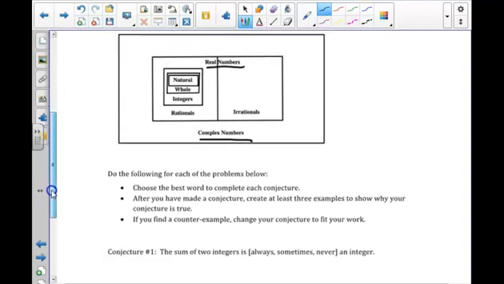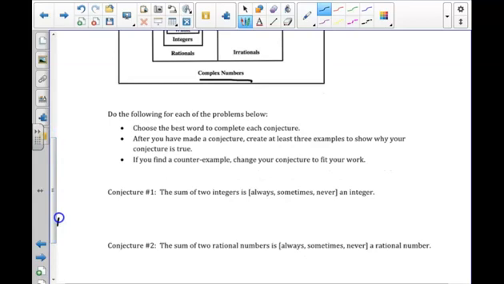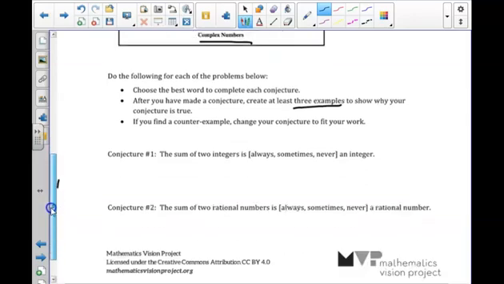So what we're going to do is work through a few of these conjectures. Remember, a conjecture is an educated guess. We're going to provide 3 examples to show if our conjecture is true. And if we do find one that is not true, we're going to call it a counterexample, and that will prove that it's sometimes not true.